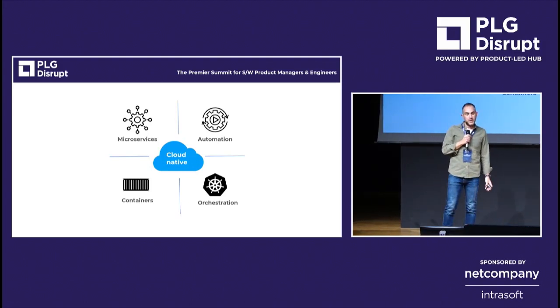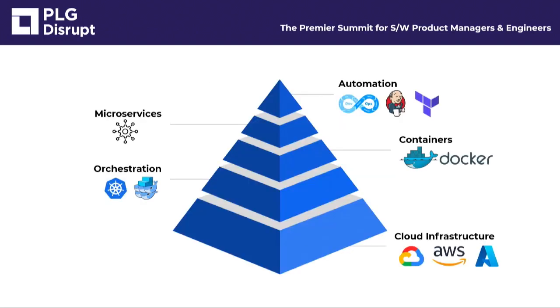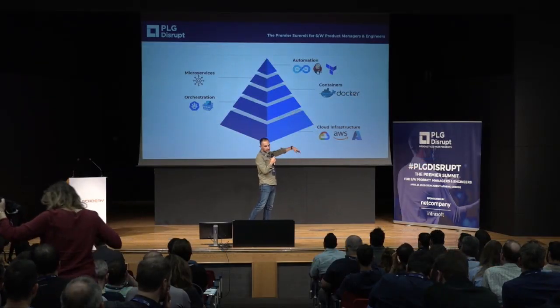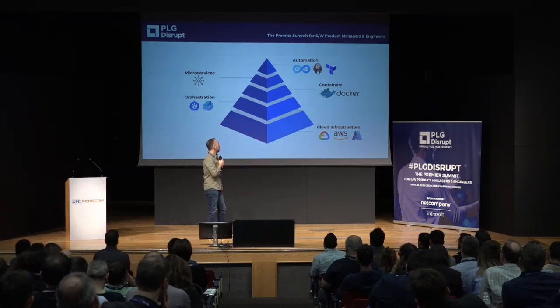And at no surprise, they're the key components of the cloud architecture. But to gain a better understanding of how these components, these pillars, interconnect, I think it would be helpful if we were visualizing them as a pyramid. So in the base of the pyramid, we have all the cloud infrastructure, the providers like Google, Amazon, Azure, and so on, that provide the base of the setup.